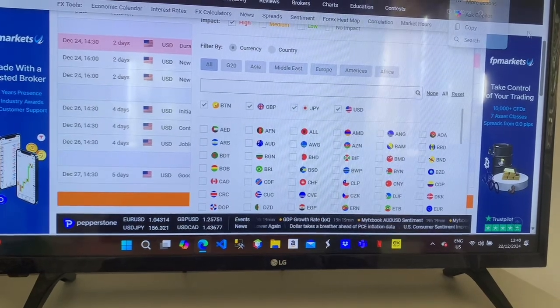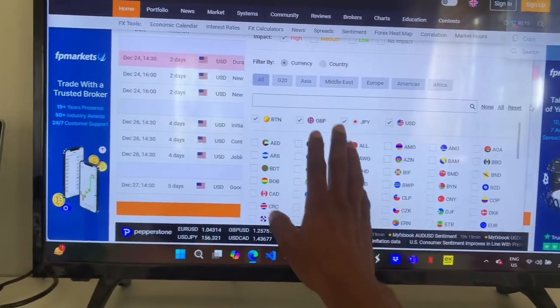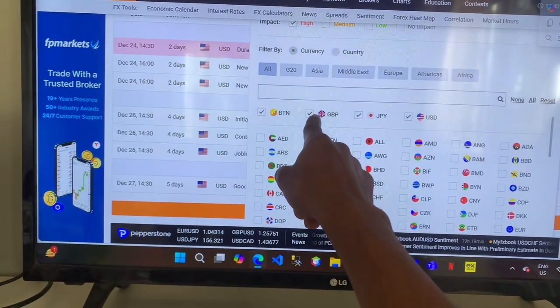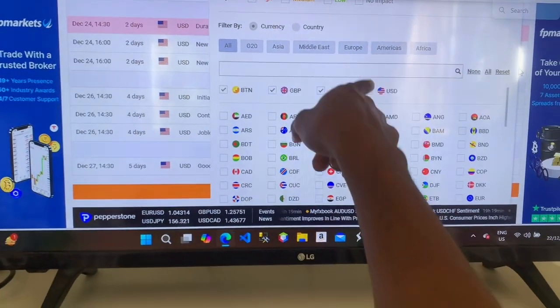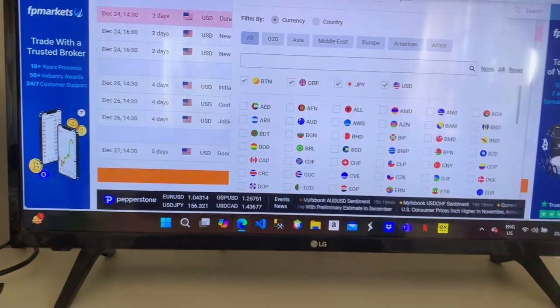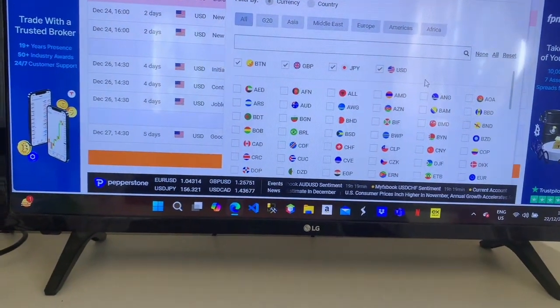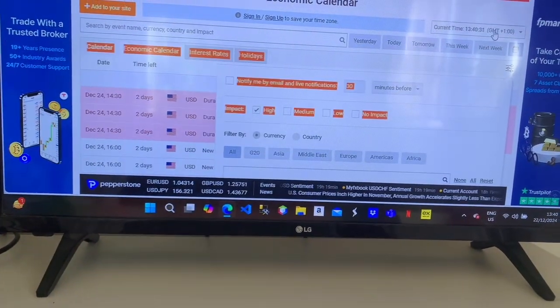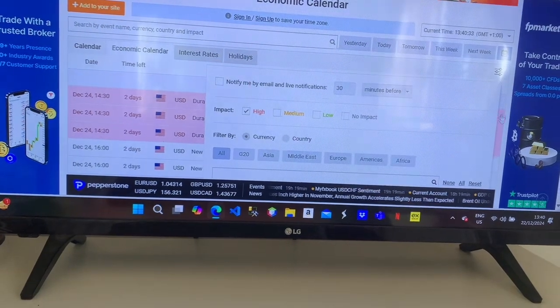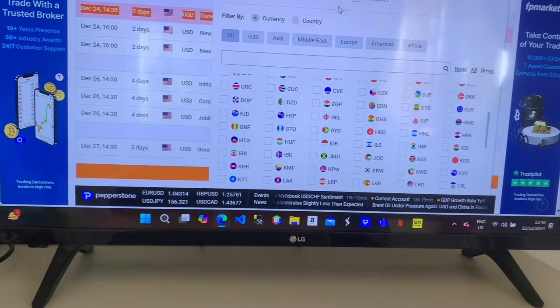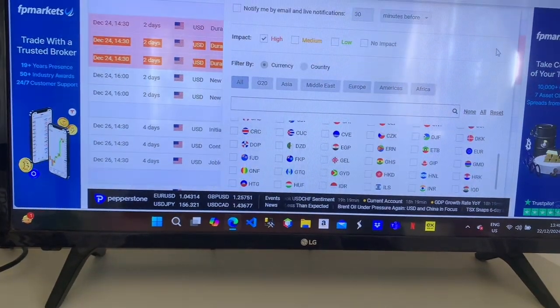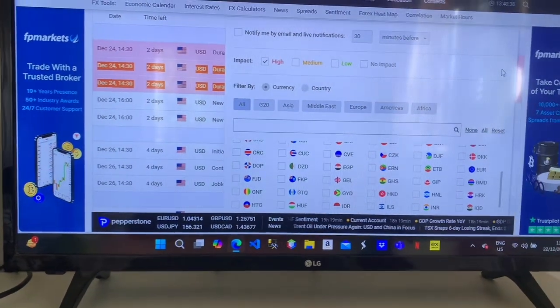That's gold USD. As you all can see, there is no gold. So I only ticked British pounds. I ticked JPY, which is Japanese yen, and I also ticked USD, right? So no other news will be presented to me except the news that I ticked, which are the British pounds, Japanese yen, and the USD, right?